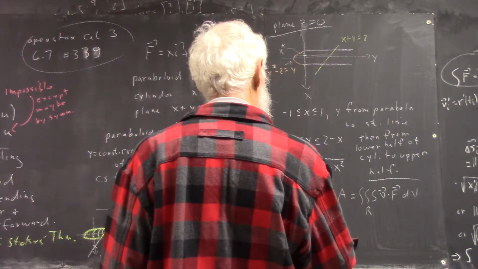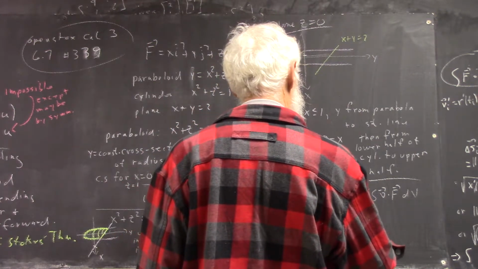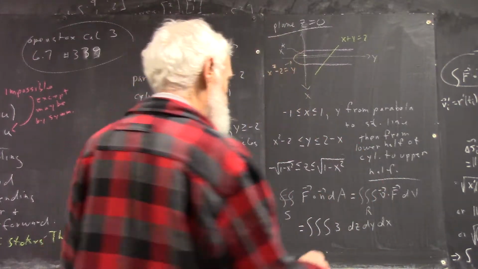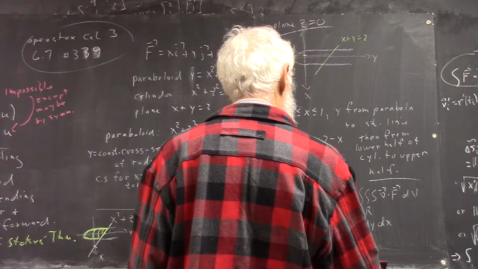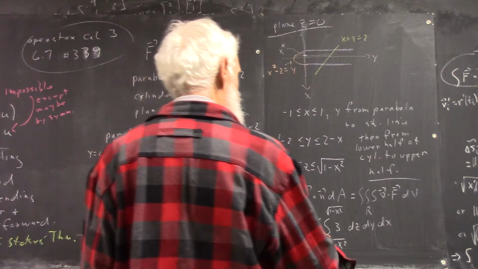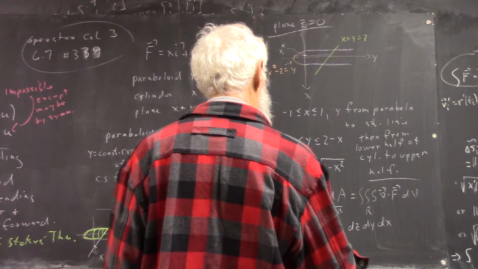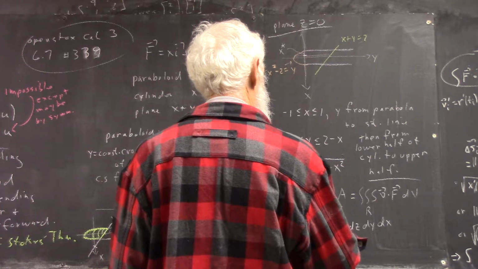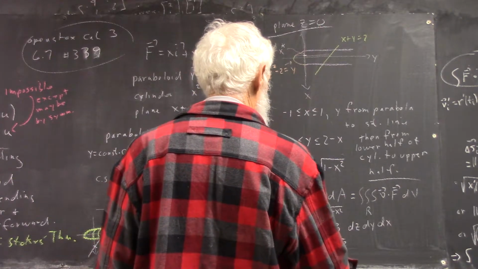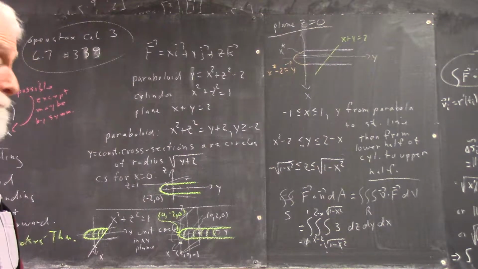And that equals then the integral of 3 dz dy dx, z going from negative square root of 1 minus x squared to the square root of 1 minus x squared, y going from x squared minus 2 to 2 minus x, and x going from negative 1 to 1. Okay? That's an easy integral.